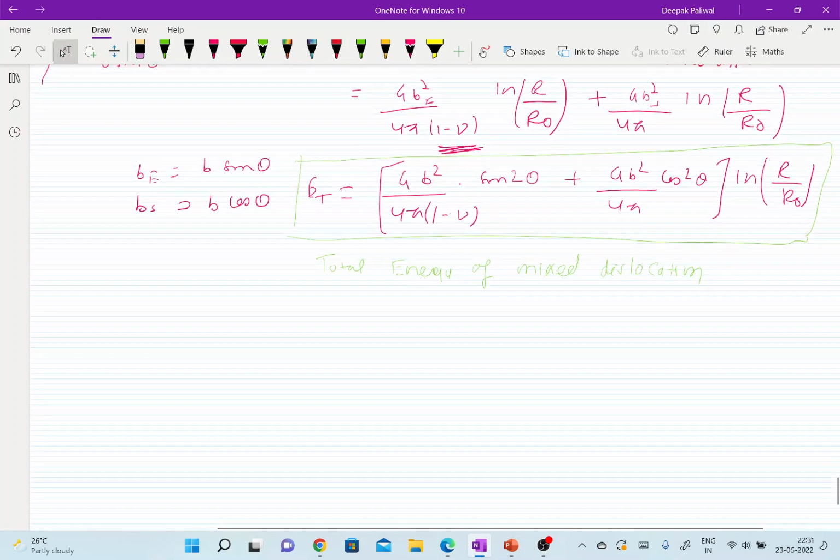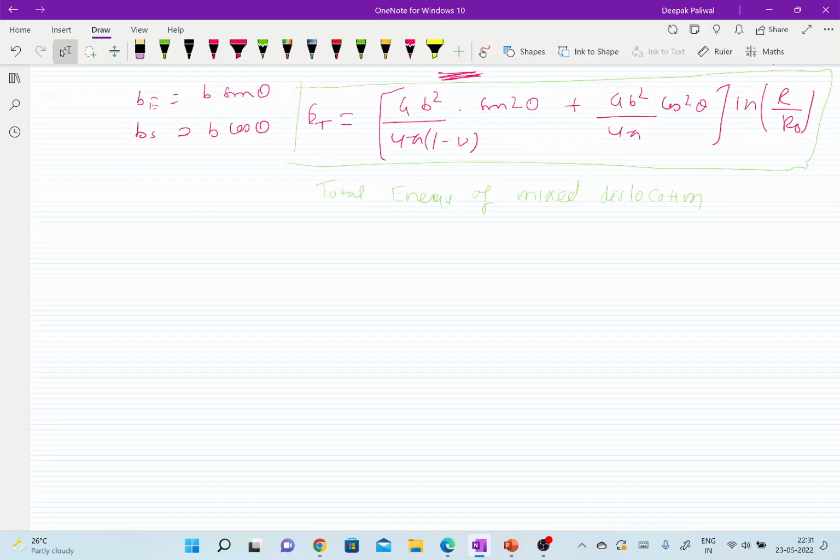Because it consists of both screw dislocation as well as edge dislocation. Now in our next topic, we will try to understand the motion of a dislocation.